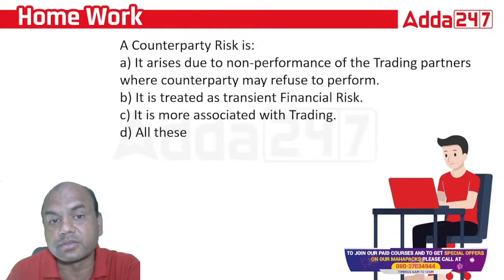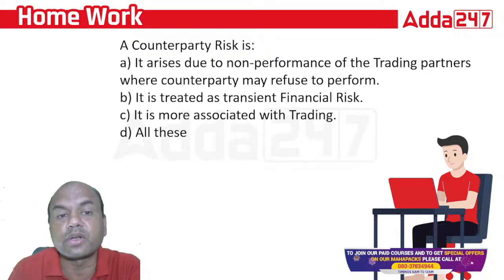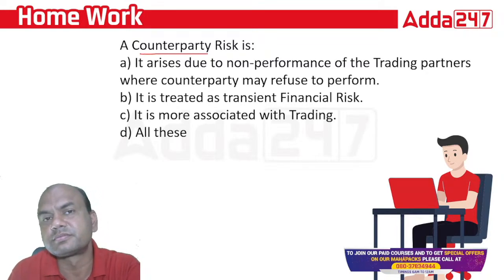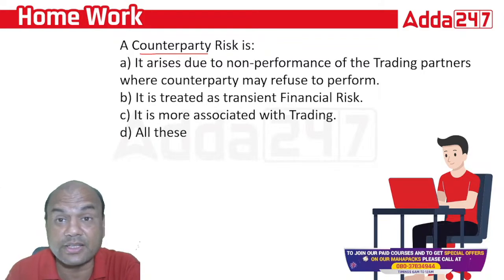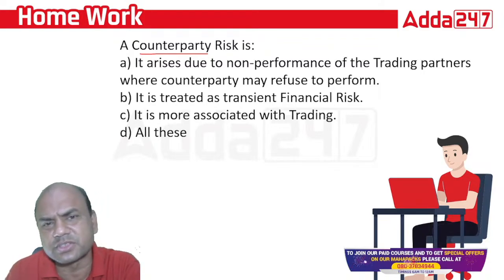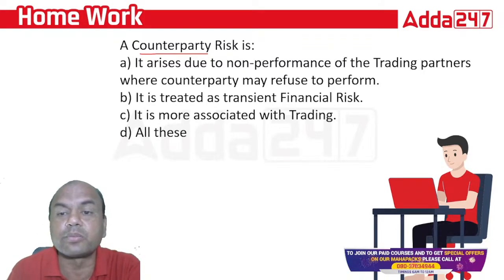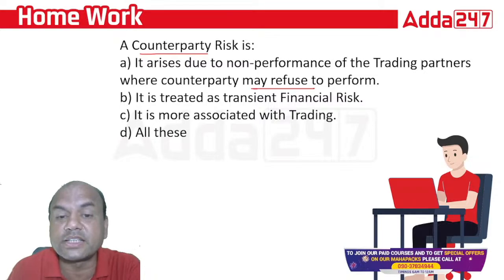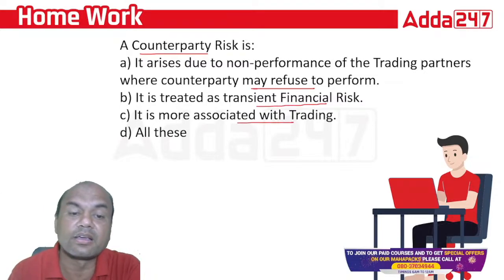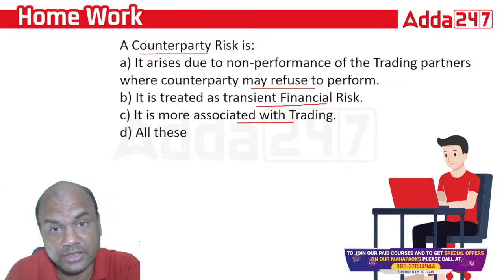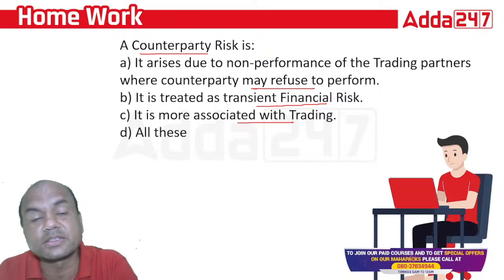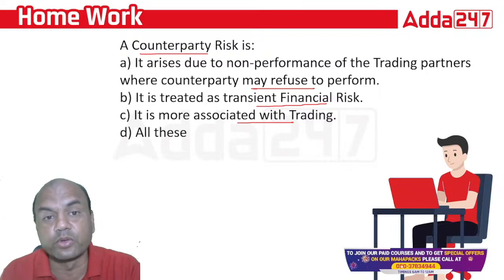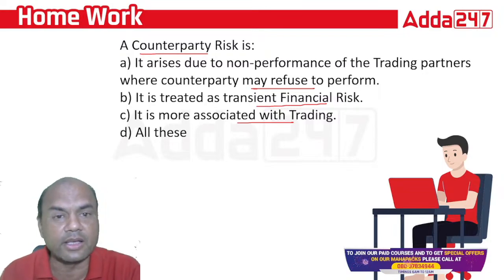Now one for your homework. What is a counterparty risk? Study that. I have taken this earlier, but then also study it again. It arises due to non-performance of the trading partners where the counterparty may refuse to perform. It is treated as a transient financial risk. It is more associated with trading and all of these. It's your call now. You have to give me the answer. Type in the comment section if you know it, or tomorrow I'll tell you the answer.